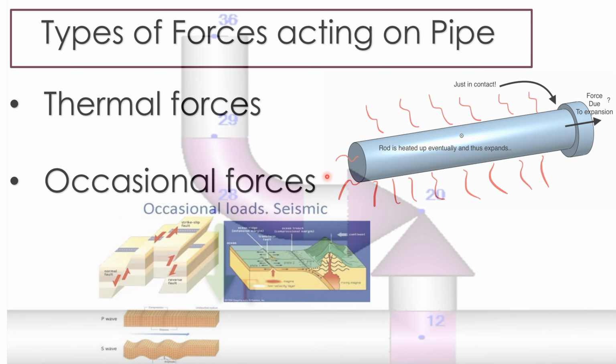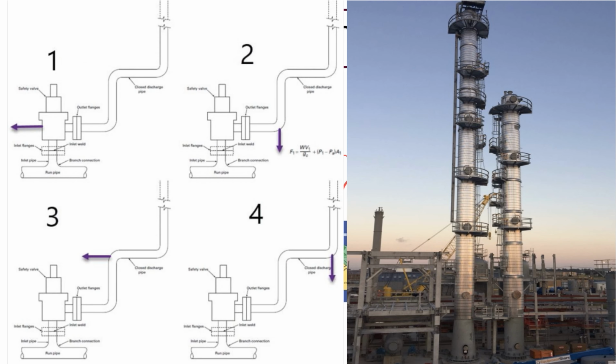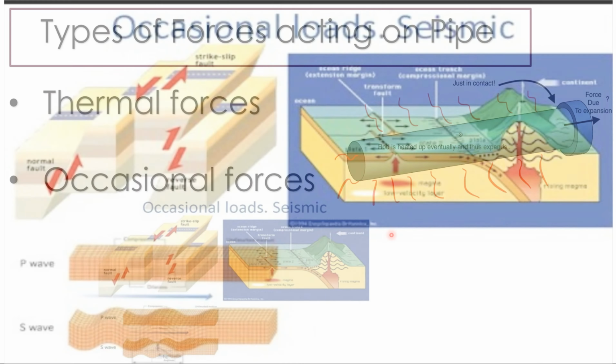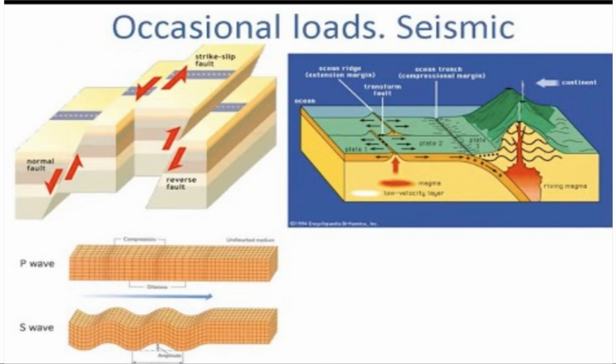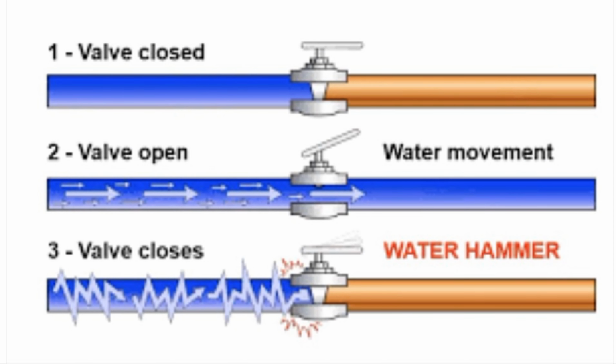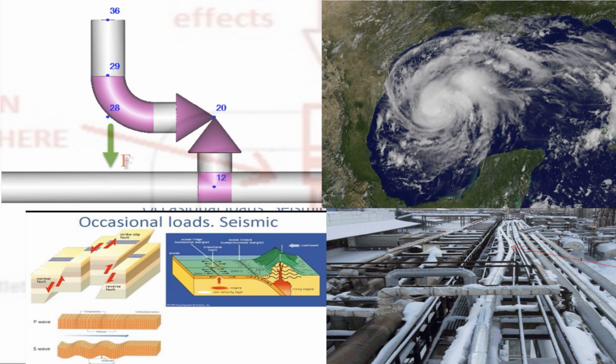Occasional forces. The forces that act on a pipe suddenly for a short duration, but occasionally, are called the occasional forces, like for example wind forces, seismic forces, snowfall forces or snow forces, water hammer and relief valve thrust forces. These forces act occasionally on a pipe, but they have very severe impact on a pipe.